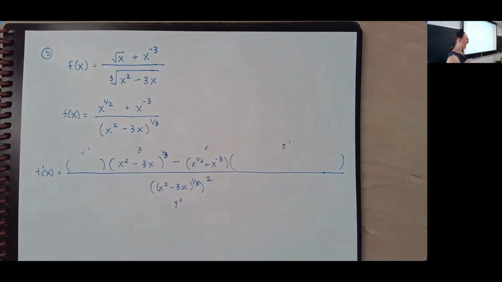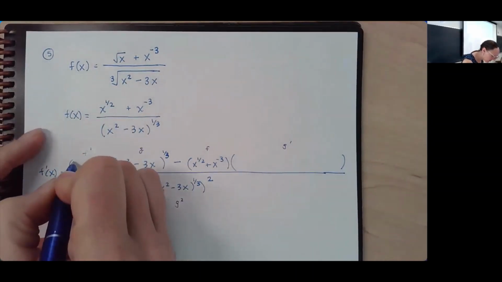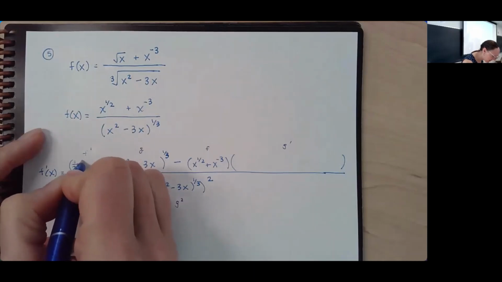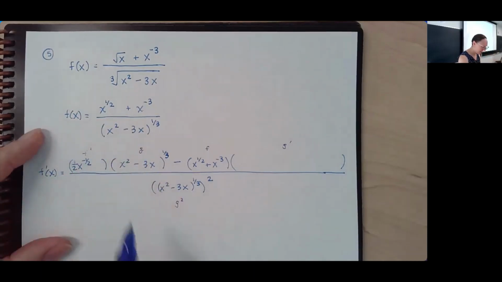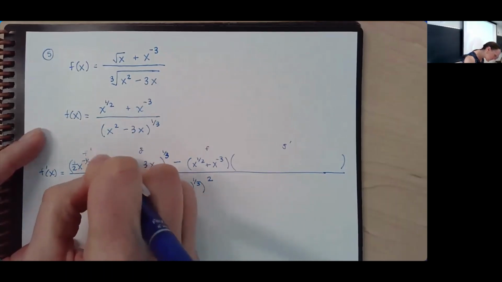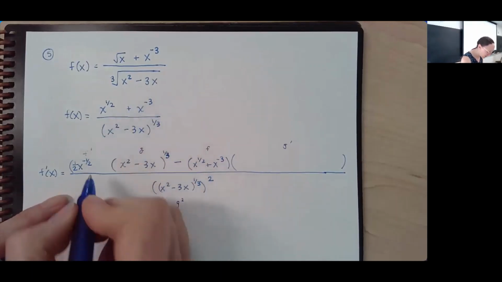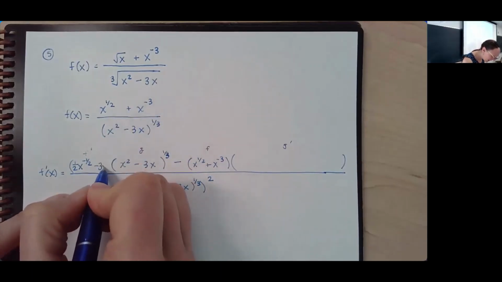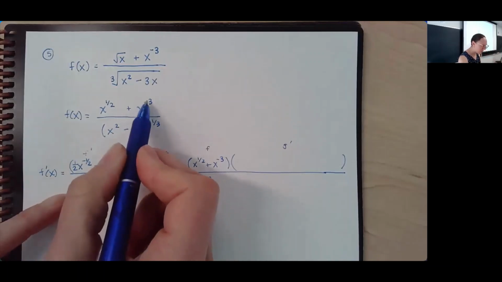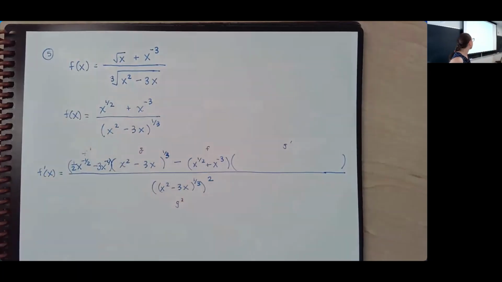Now I'm going to sprinkle on the calculus. So when I go to take the derivative of the top, I've got a power rule thing happening. Derivative of x to the 1/2 looks like 1/2 x to the negative 1/2. Derivative of x to the -3, I'm going to bring down that -3. And then being careful, -3 minus 1 is -4. So my new exponent there is a -4.